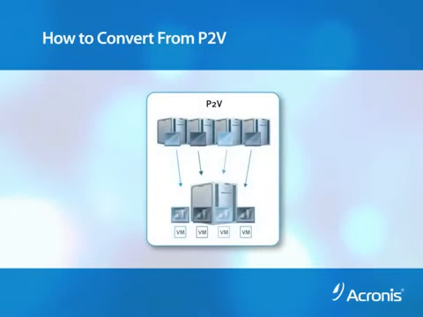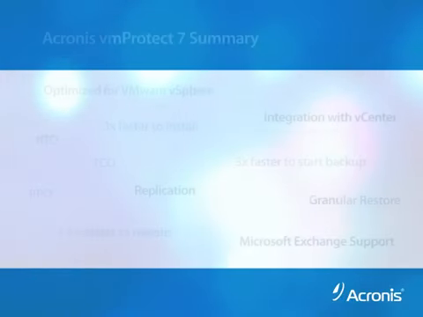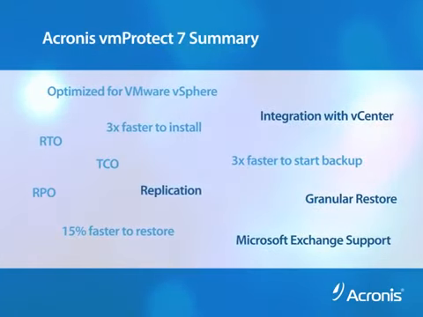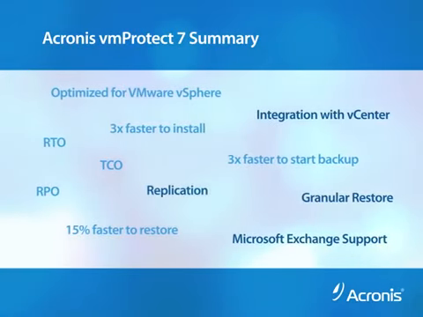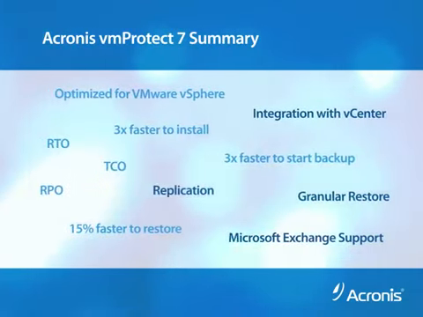Finally, I'd like to touch briefly on the VM conversion feature that is built into vmProtect 7. Acronis converts both physical machines and virtual machines, saving time and tedium compared to the process of building a VM from the ground up. vmProtect 7 is easy to use and offers fast, reliable performance. It's the best backup available for VMware.